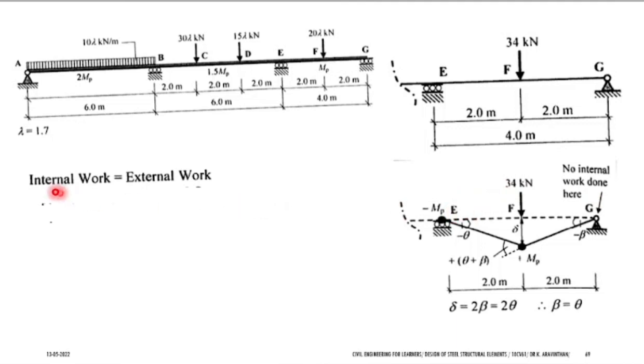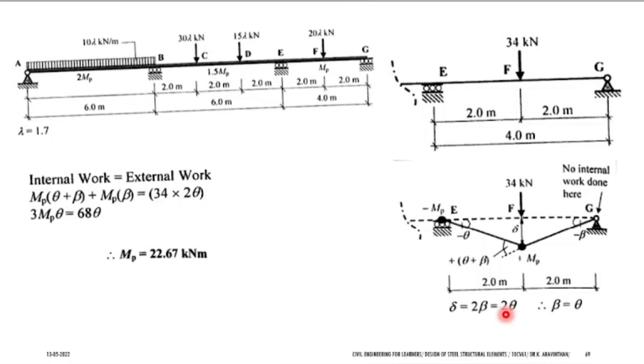Yes, your internal work done will be mp into theta, mp into theta plus theta. So you can take beta as also theta. Hence you will be getting 3 mp theta. For external work done, load is 34 and distance is del. So your del is 2 beta, or you can take 2 theta. You will be getting 3 mp theta equal to 68, which will be 22.67.